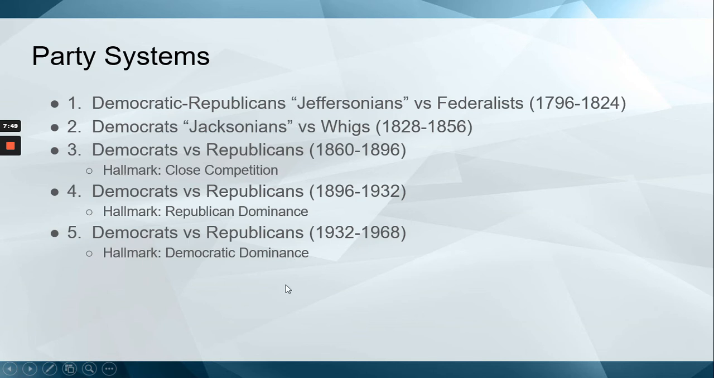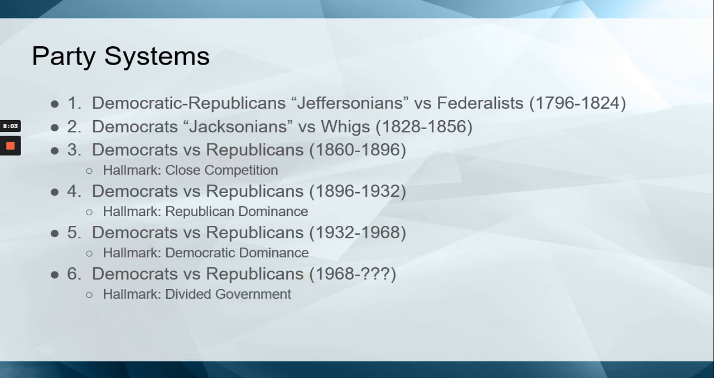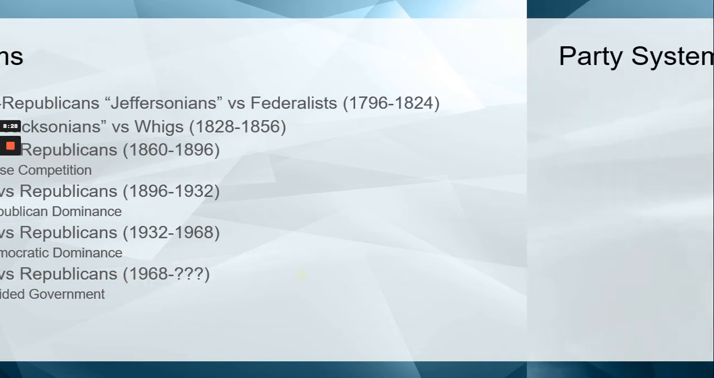Notice we start with Democrats versus Republicans very often. From 1932 through 1968, we have a Democratic dominance. In the Democratic versus Republican era starting in 1968, we don't know when that period ends. We're still kind of in it. The hallmark is divided government, which means that one party is not dominating control of both houses of Congress and the White House. There's often a split, and we are still in that. Sometimes Congress is divided itself, and sometimes it is the White House of one party and Congress of the other party, and we are still in that in 2020.